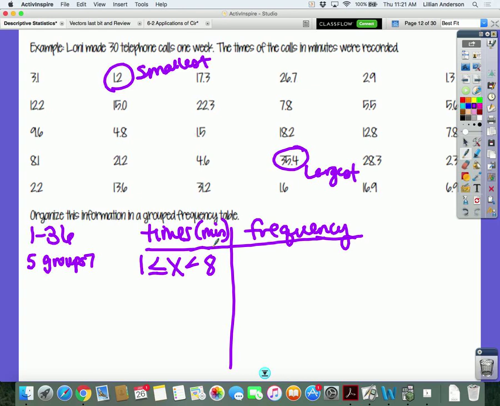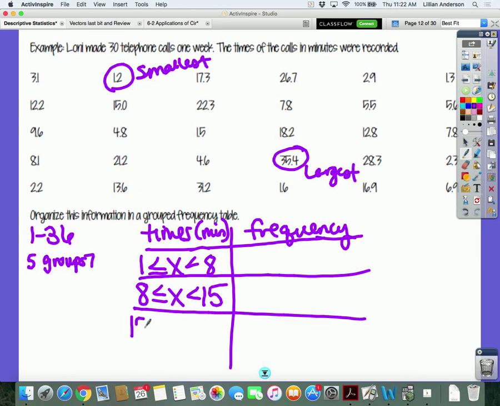So we're basically including 1, and we're going all the way to 8, but we're not including 8, correct? Yeah. Okay, I just want to make sure. So then the next group would be including 8. We'll go all the way up to what number? 9, 10, 11, 12, 13, 14. Yep. Okay.